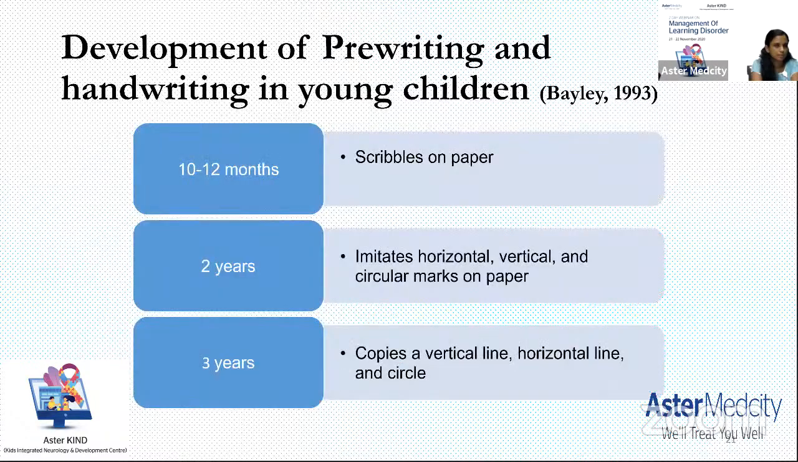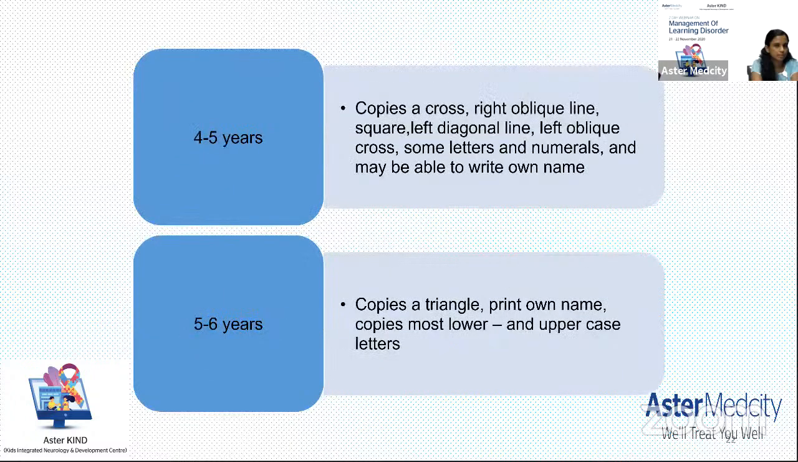So let's see the development of pre-writing and handwriting in young children. By the age of 10 to 12 months, the child will be able to scribble on paper. By 2 years, they start imitating horizontal, vertical, and circular marks on the paper, like standing line, sleeping line, and circles. By 3 years of age, the child will be able to copy the same standing line, sleeping line, and circle. And by the age of 4 to 5 years, they start copying the cross, right oblique line, square, left diagonal line, left oblique cross, and some letters and numerals. And some children may be able to write their own name.